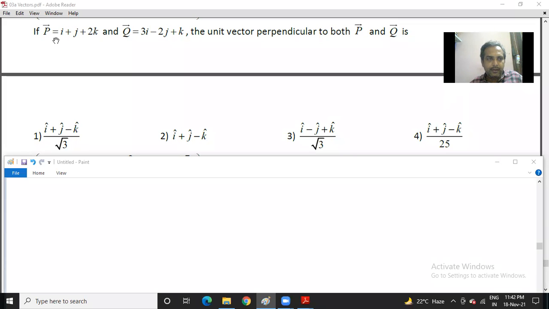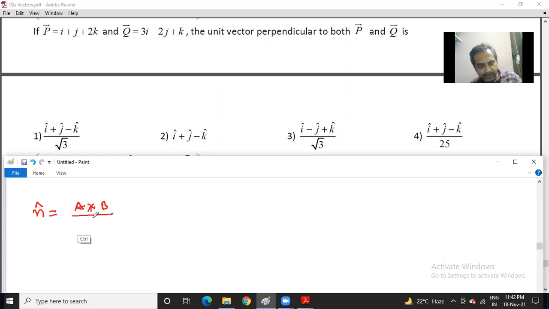If vector P is equal to I cap plus J cap plus 2K cap, and vector Q is equal to 3I cap minus 2J cap plus K cap, we need to find the unit vector perpendicular to both vector P and vector Q. So first let me write the formula: N cap is equal to A cross B divided by mod A cross B. First let us find out what is A cross B.